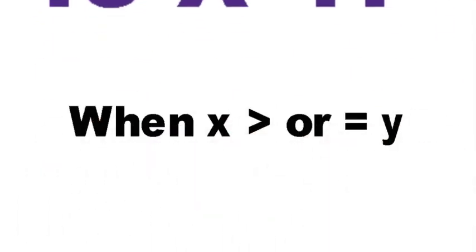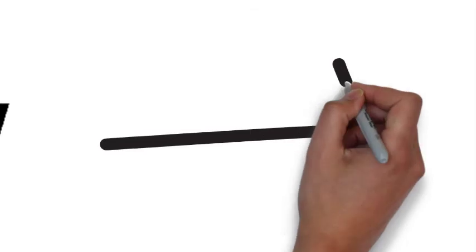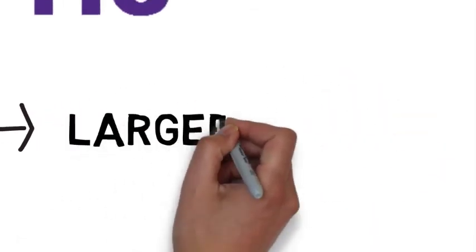Now let us look at the conditions. When x is greater than or equal to y, then we take the larger number. So the larger number here is 106.